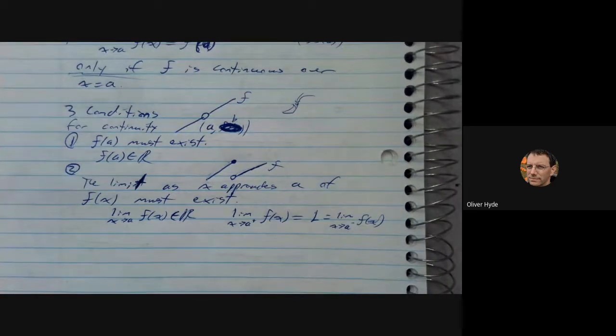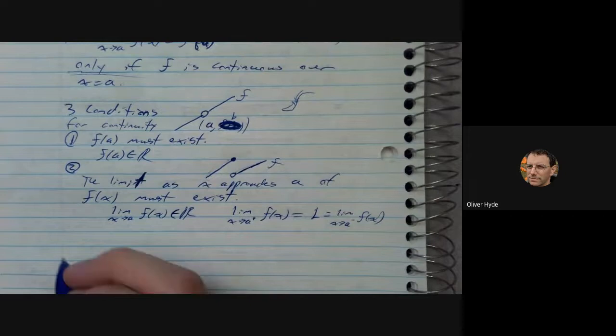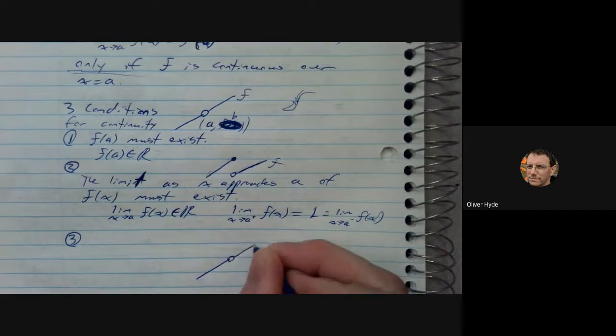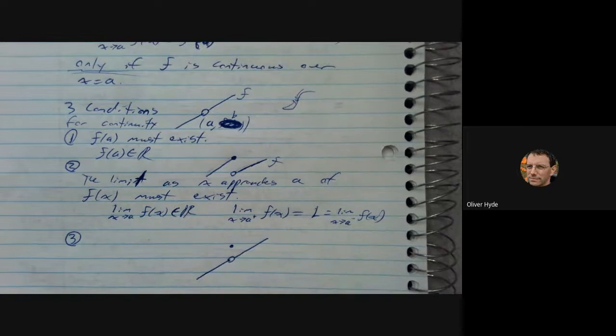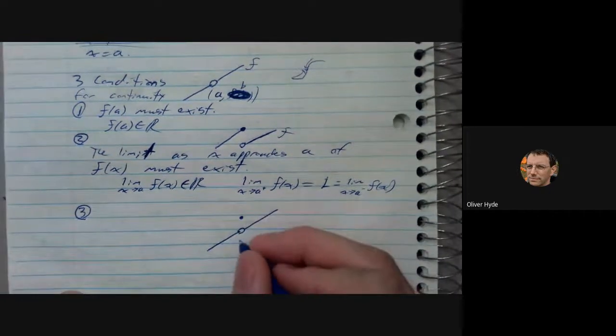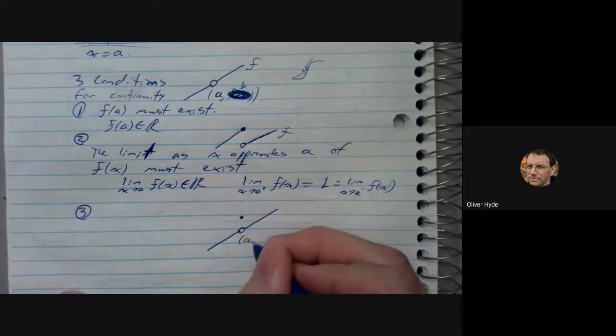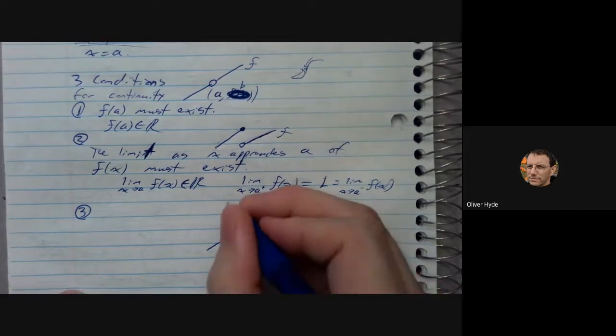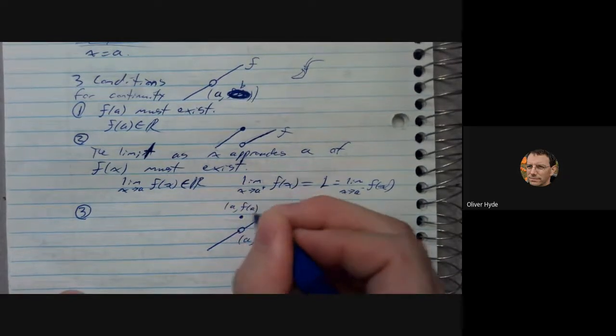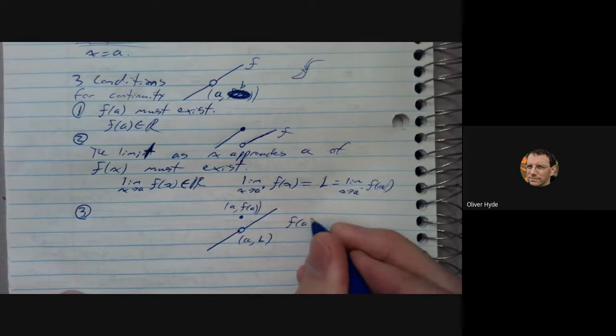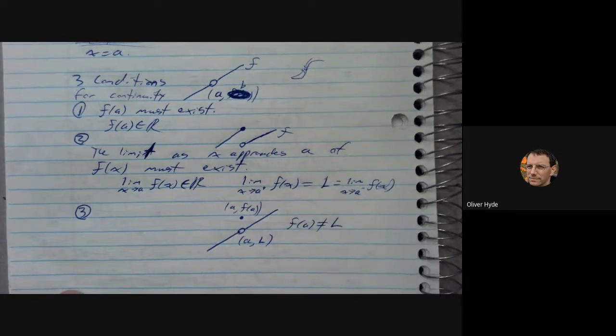And then the third condition here is that these two values need to be equal. The value of the function has to equal the value of the limit. I think the easiest way of demonstrating that not happening is drawing a function where the limit exists and where the function exists, but where the value of the function is different than the value of the limit. So here is, let's call it (a, L), and here is (a, f(a)). And notice that in this case, f(a) is not equal to L.